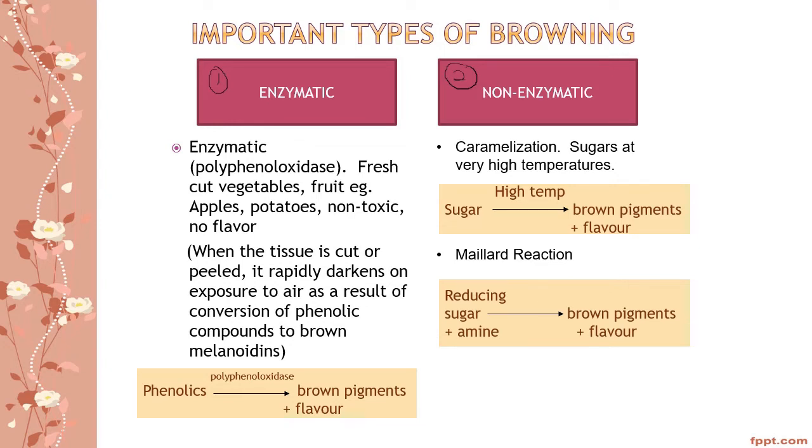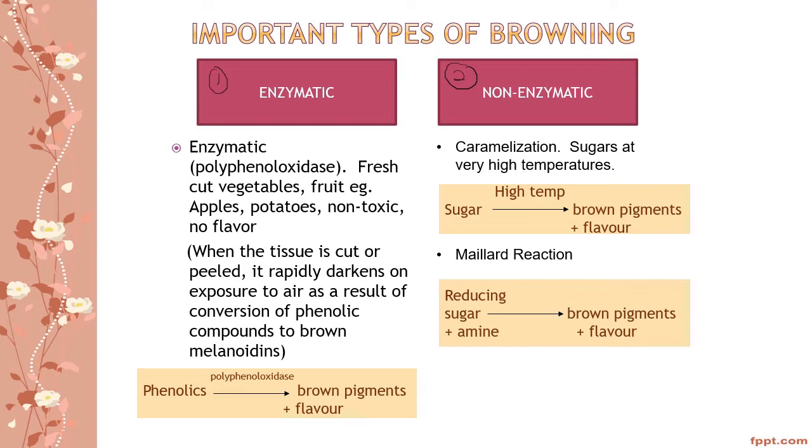So this browning usually involves fresh cut vegetables, for example, apples, potatoes. It is non-toxic and also has no flavor. So when the tissue is cut or peeled, it rapidly darkens on exposure to air as a result of conversion of phenolic compound to brown melanoidins. So this is what happened.